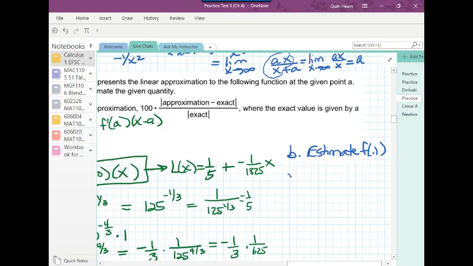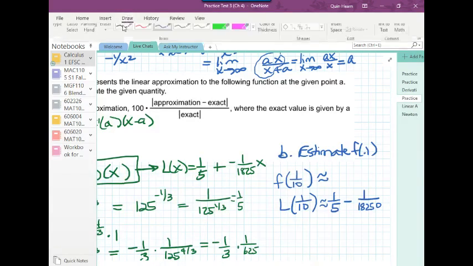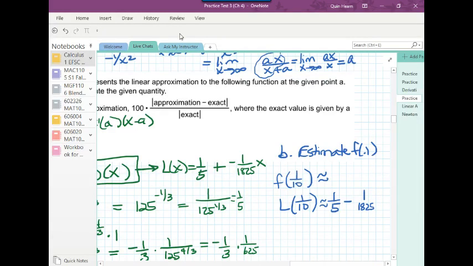Okay, so far what we've done is we determined that our linear approximation at A is in this form, and now we just figured out the two values we needed. F of 0 was 1/5. So we have L of x equals 1/5 plus f prime of 0, which is negative 1 over 1825 times x. Weird looking line, right? Okay. And now we're going to approximate the value of f at 0.1 by plugging it into L.